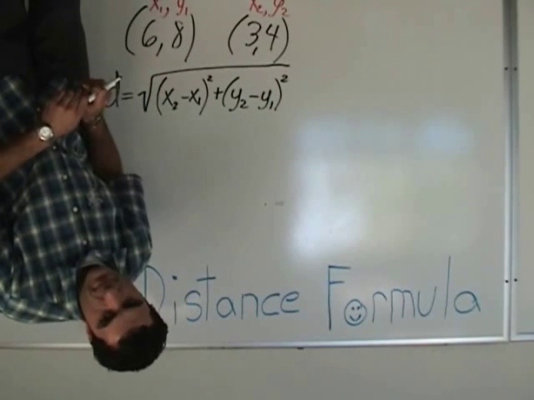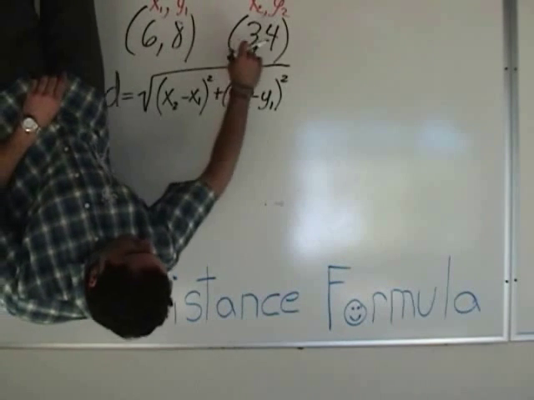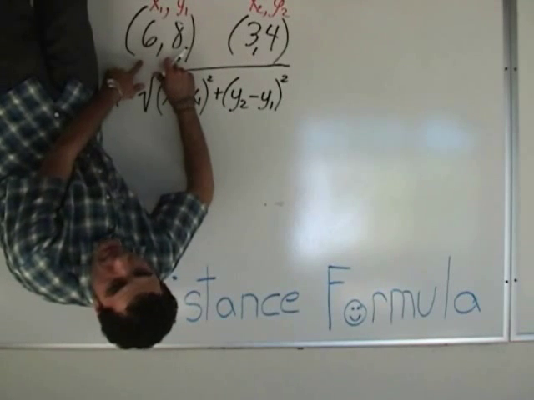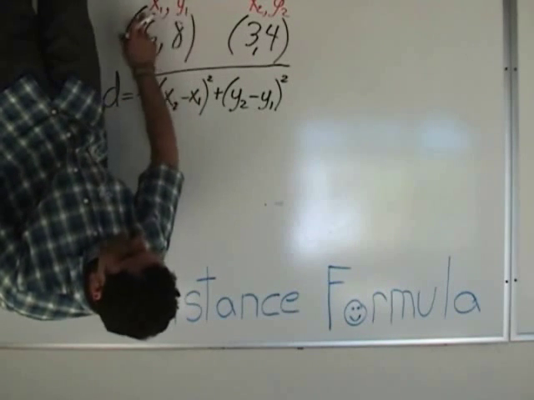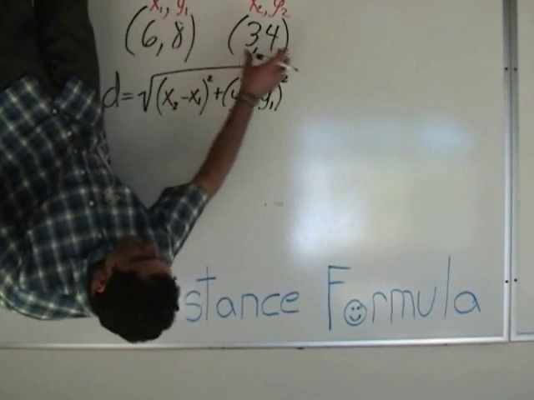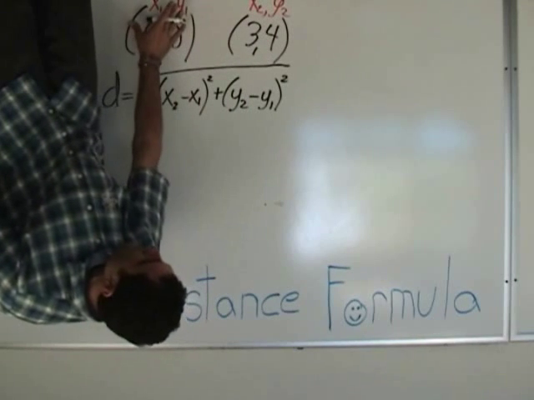xy. On like a graph? Yeah, we're graphing a point 6, 8. Here we're graphing a point 3, 4. Okay? Our first xy point we'll call with ones. Oh, I didn't understand what you were talking about. Okay, good. I'm glad you asked that. Our second xy point we'll call with 2s. So that's our second point. This is our first point.